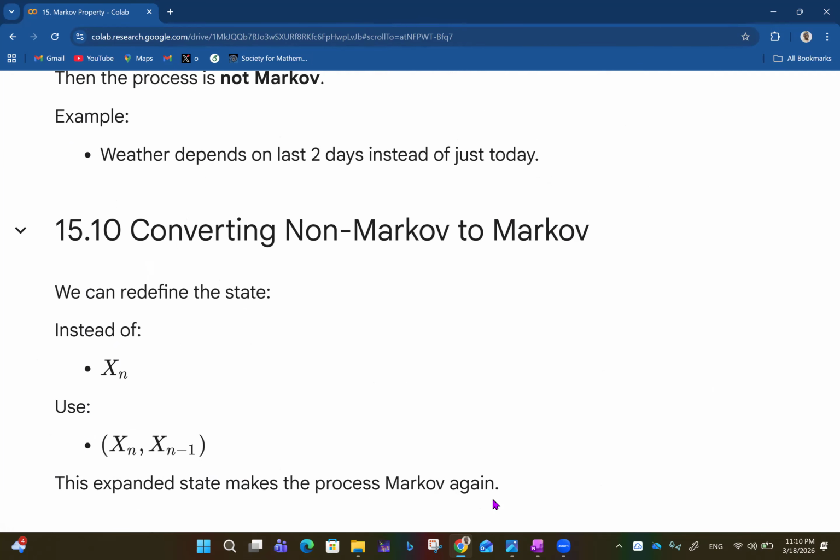So what about converting non-Markov to Markov? Can we convert a non-Markov process to a Markov process? We can redefine the state. Instead of xn, we can use xn comma xn minus 1. That means that what happened yesterday determines what happens today. This expanded state makes the process Markov again, right? Normally it should be that what is happening today is going to determine what happens tomorrow. But we can also say that what happened yesterday determines what happens today.